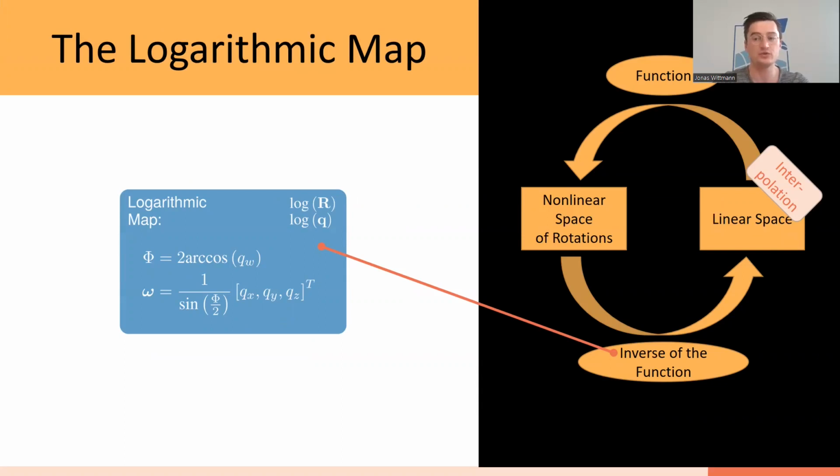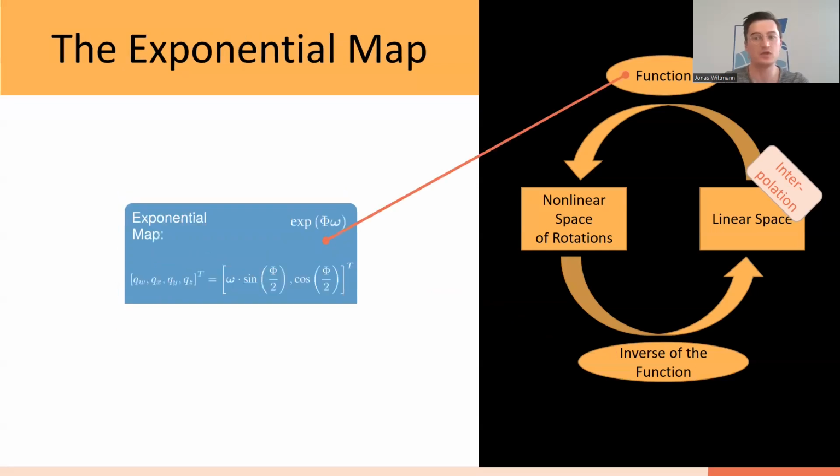For the representation with unit quaternions, this slide shows the 2 formulas for how to compute the scaled axis angle representation given the 4 parameters of the quaternion. Phi is the angle and omega denotes the axis. To convert an element vice versa, that is to say, to compute a unit quaternion given the scaled axis angle representation, we use the inverse, that is the exponential map.